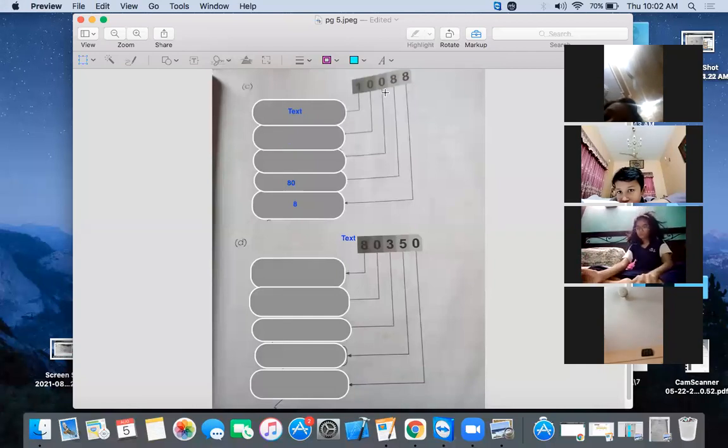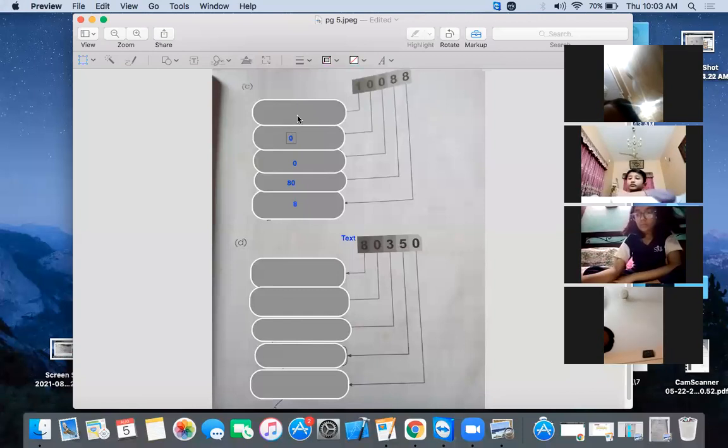What is the place value of these two zeros? This is the hundreds and this is the thousand. So just write 0, only one time you can write the 0. Hundreds. What is the place value of this 0? It is 1000. And what is the place value of this? It is 10,000.